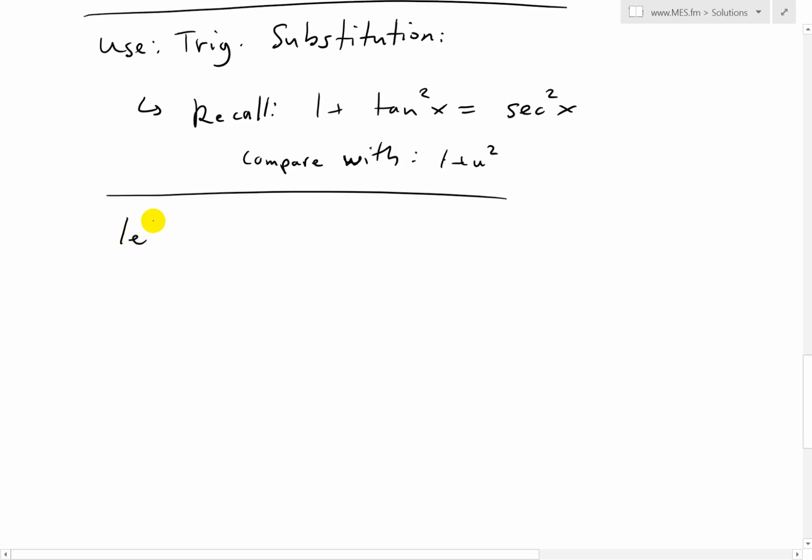So what we do is let u equals tan theta. We can't use x because I already have that. So in this case, we let u equals tan theta, and also we have to define this theta so that it's a one-to-one function. So we'll define it from less than pi over 2 to greater than negative pi over 2.